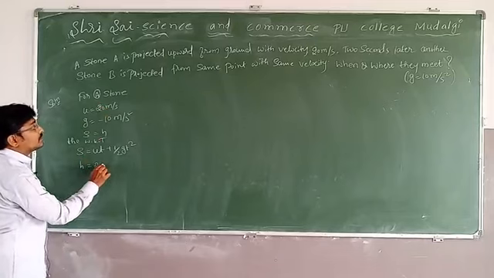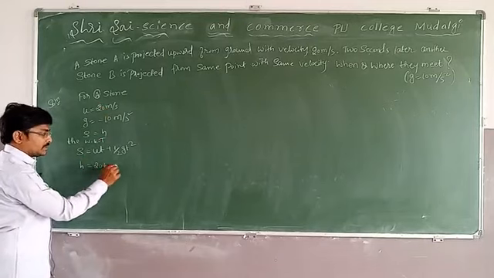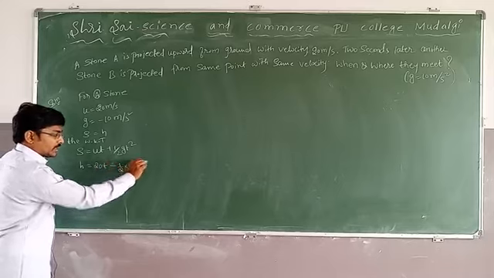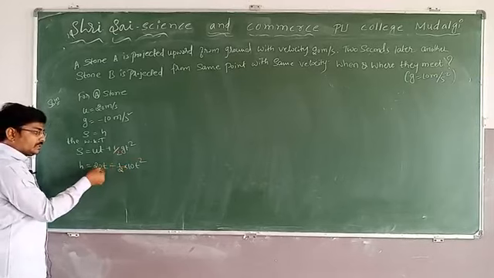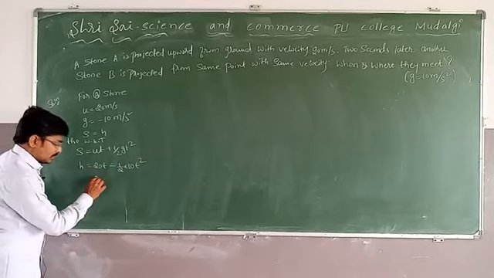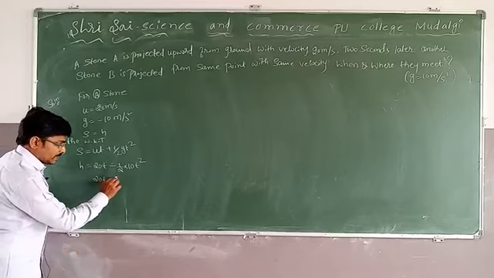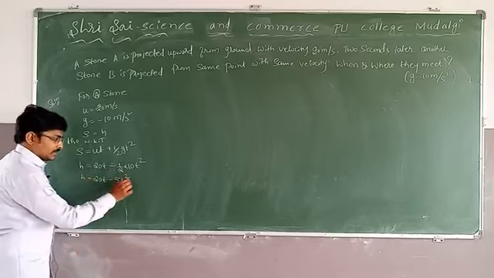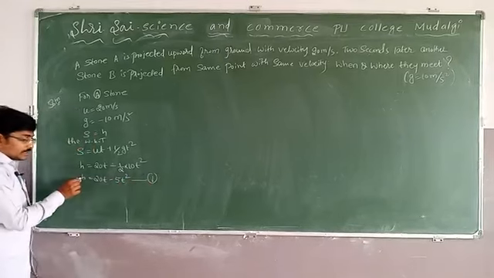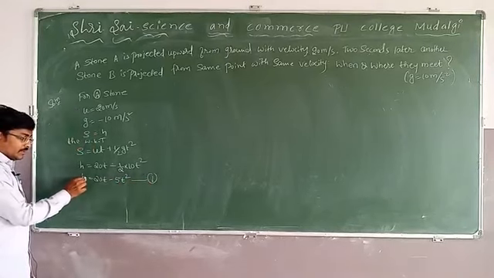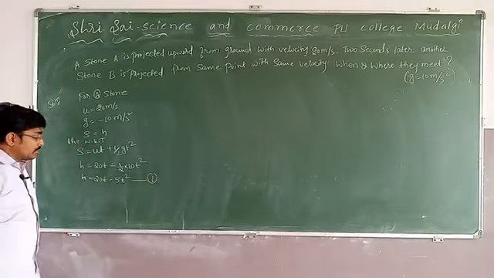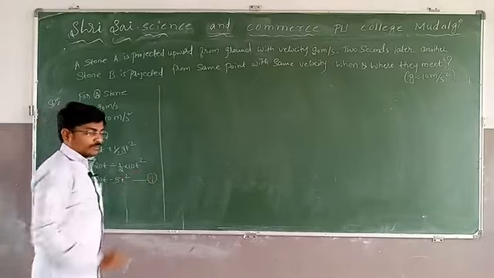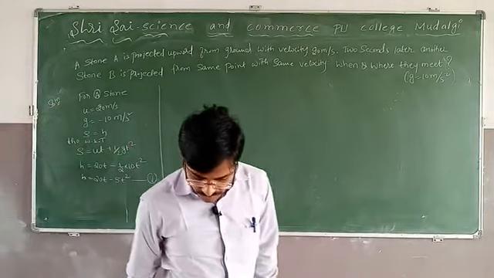What is the t? t is not given, so t as it is, minus 1 by 2 into 10 t square, g is 10. Therefore 20t minus 5t square is equal to H. This is the distance covered by the first stone, or A stone.